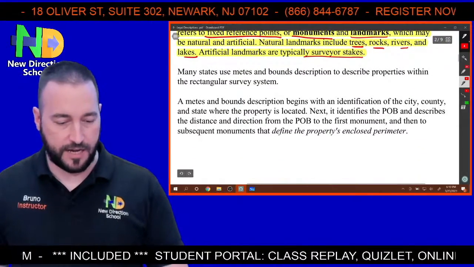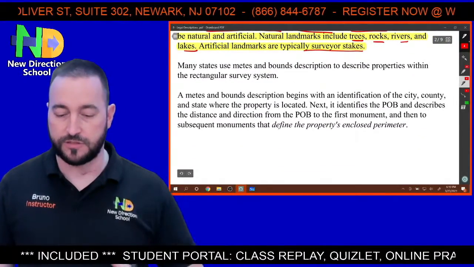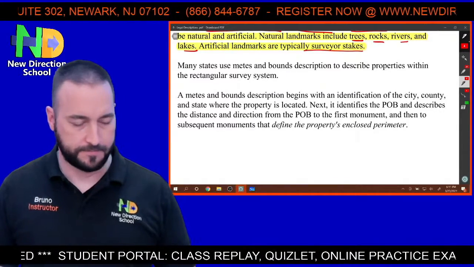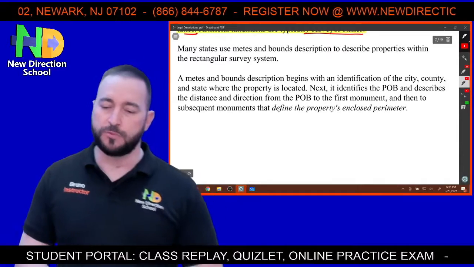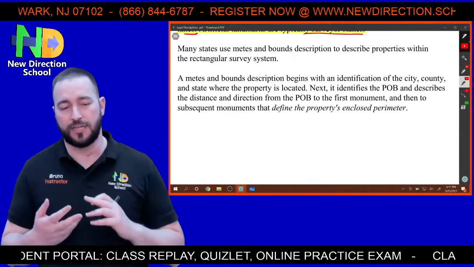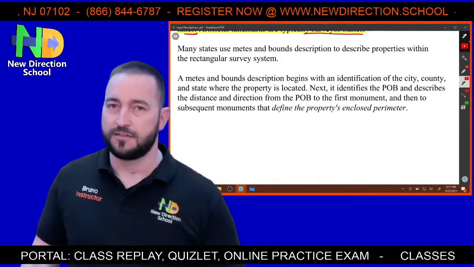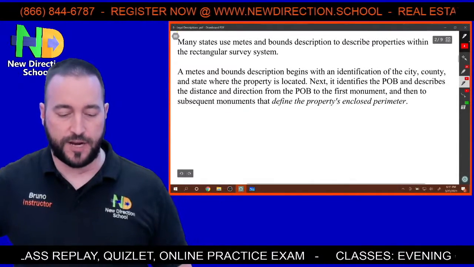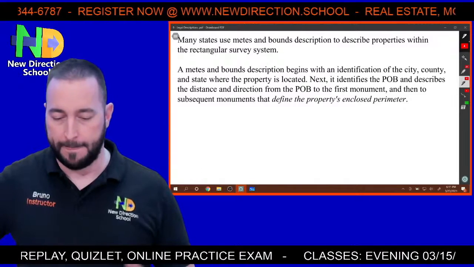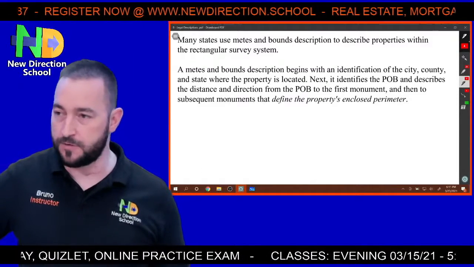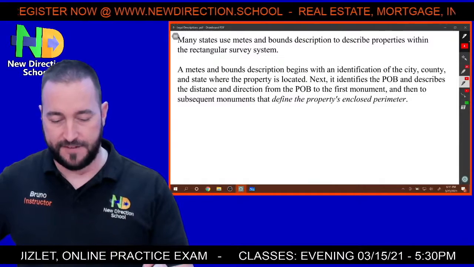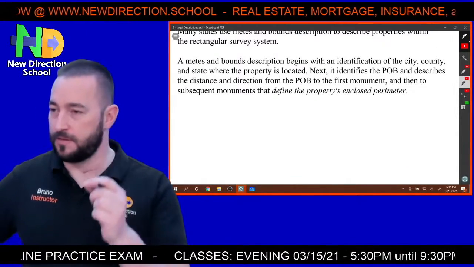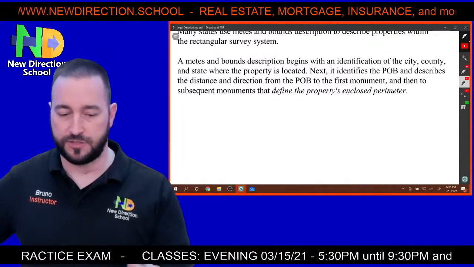Next, many states use meets and bounds descriptions to describe properties within the rectangular survey system, which I'm going to show you later. A meets and bounds description begins with identification of the city, county, and state where the property is located. Next, it goes to the point of beginning and describes the distance and direction from the point of beginning to the first monument and then to subsequent monuments that define the property's enclosed perimeter. Monuments are just landmarks.